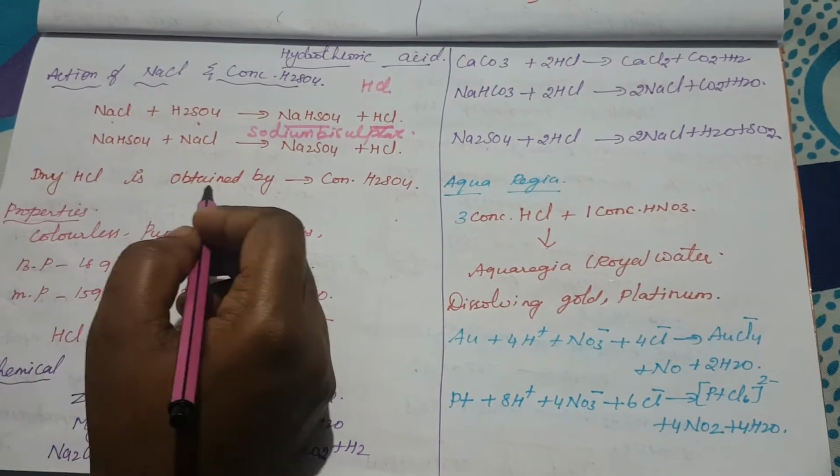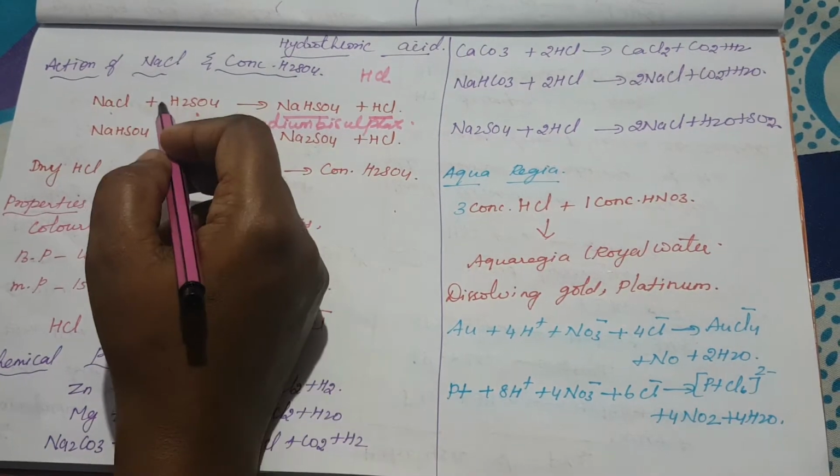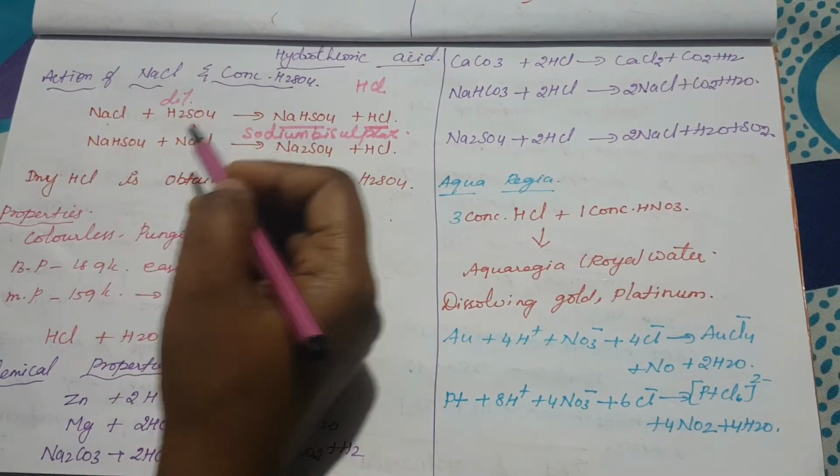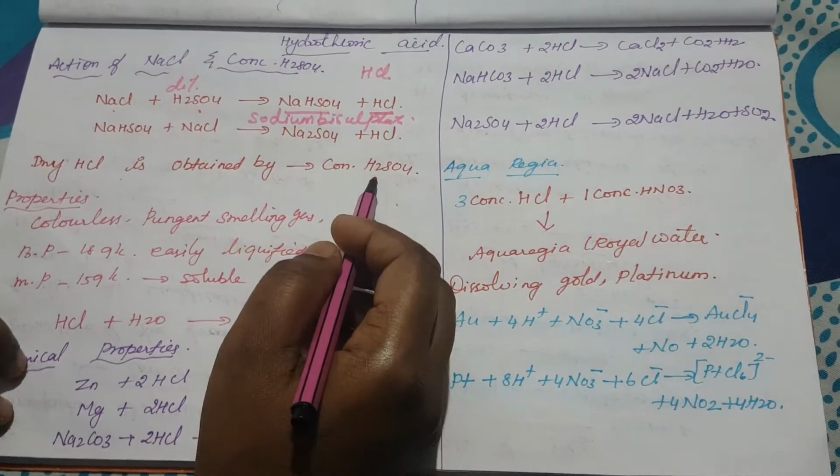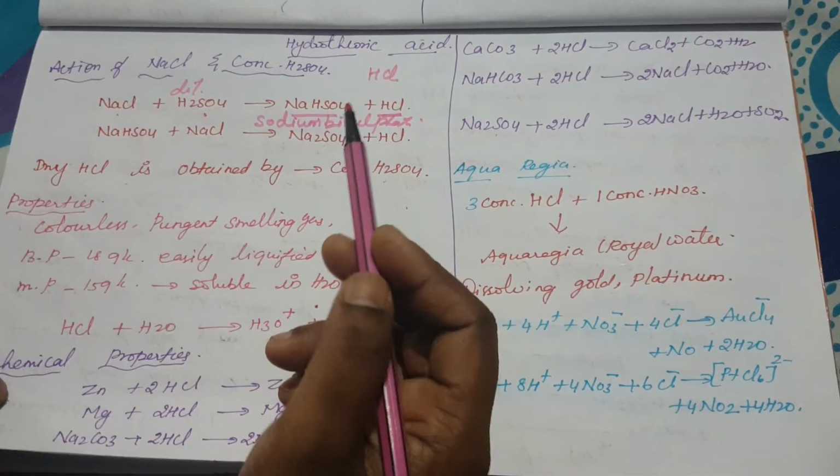Dry hydrochloric acid is obtained by using concentrated sulfuric acid. If you use dilute sulfuric acid, you will not get it dry. So to get dry hydrochloric acid, we use concentrated sulfuric acid with sodium chloride.